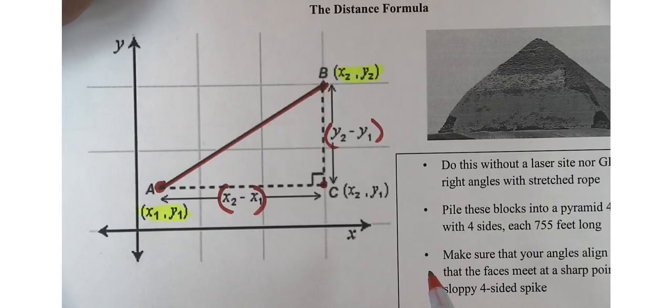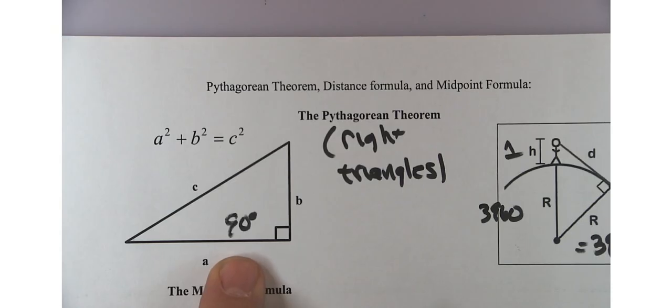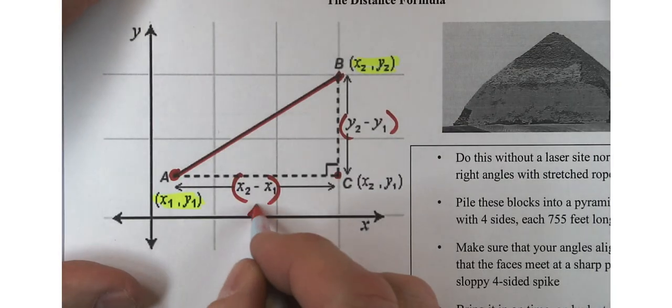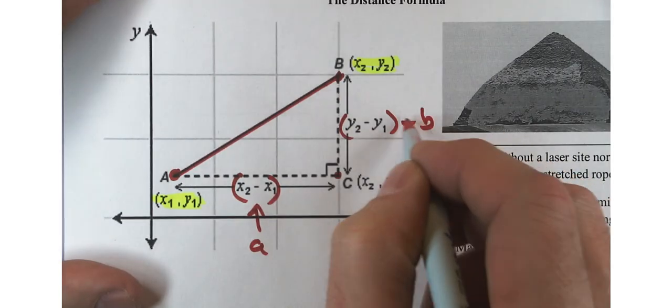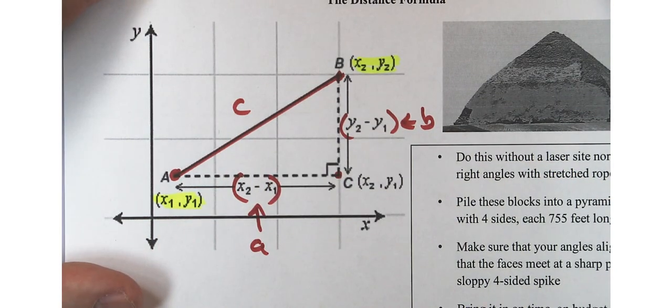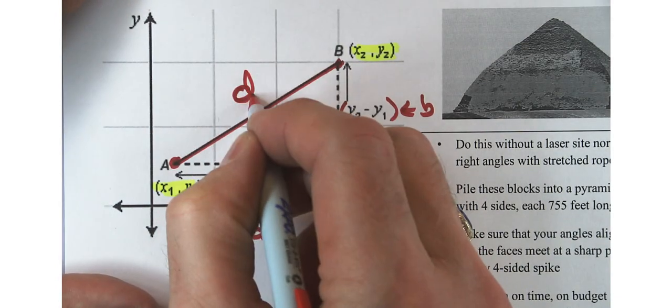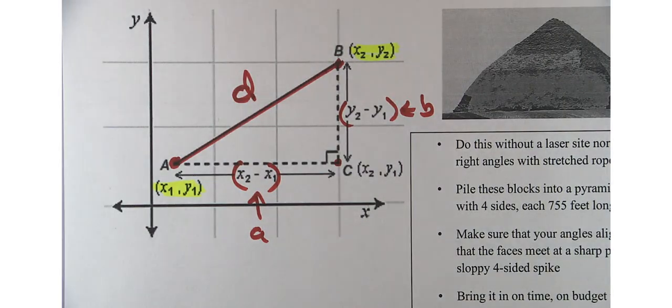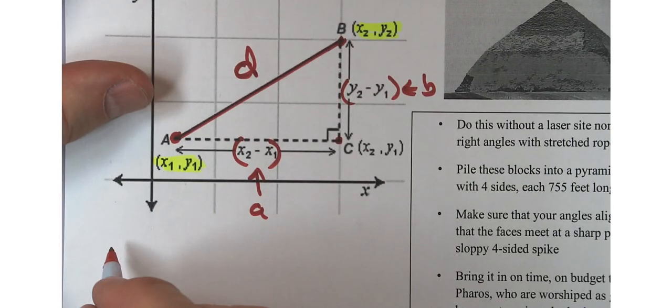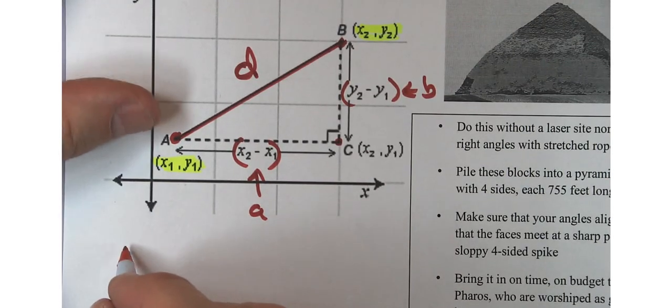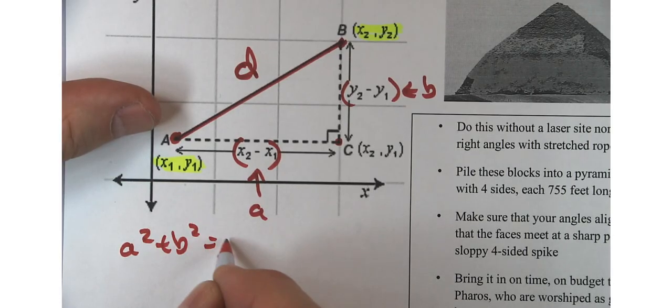But I need a formula for all this stuff. Too bad it's not a Pythagorean theorem problem. Oh, but wait. It is pretty close to a Pythagorean theorem problem. What we can do is call this side A, this side B, and this side C. That's actually what we want to calculate all together. So instead of calling that C, let me call that D for distance. Now from the Pythagorean theorem, I get A squared plus B squared equals D squared.